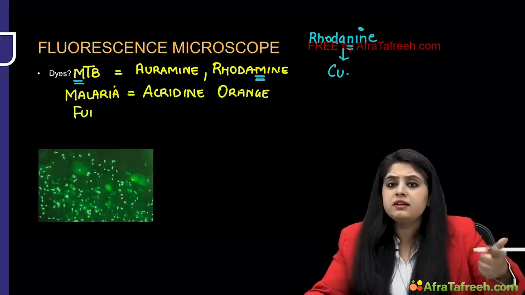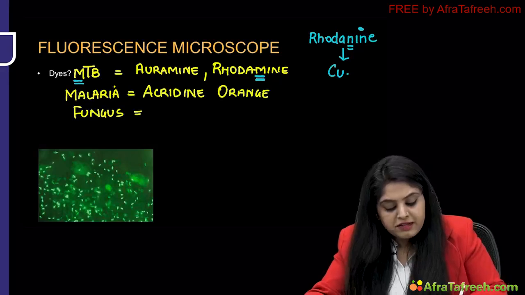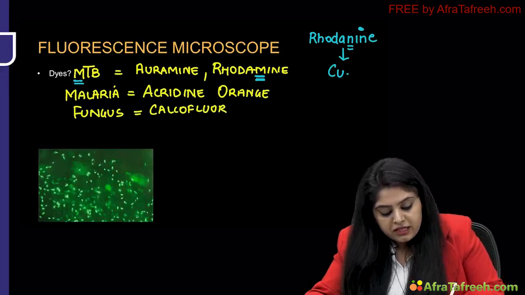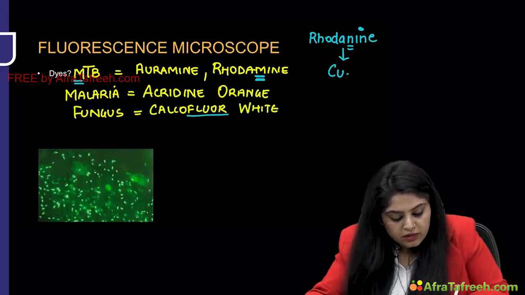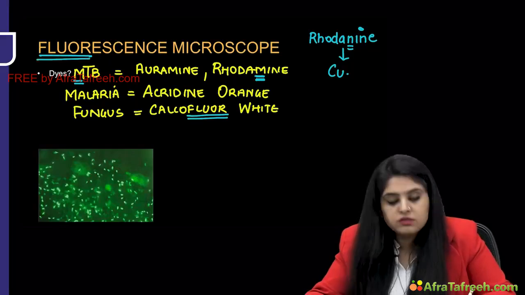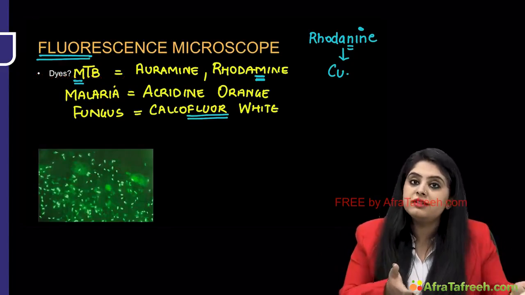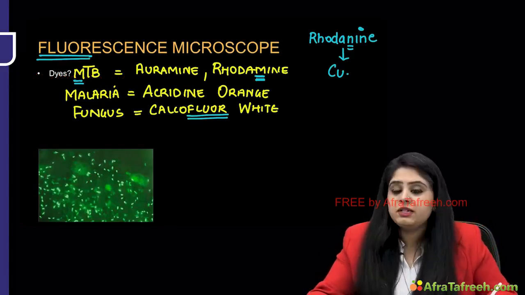Moving on to the next one, when you're talking about a case of fungus. So I'm taking one bacteria, one parasite. Now it's time for a fungus. For fungus, we have CFW, calcofluor white. And this is very easy to learn because I can correlate that the flour over here is sounding like fluorescent. So I know calcofluor white is fluor for fungus, fluorescent for fungus, right? But this is all about micro.